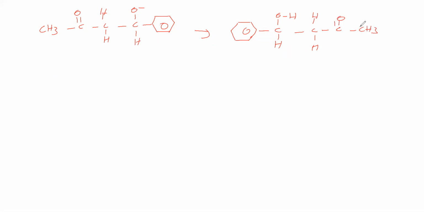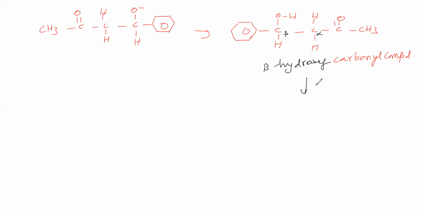Now what is this compound called? Here a carbonyl group is present, therefore it is a carbonyl compound. Now this carbon is the alpha carbon, this carbon is the beta carbon. At the beta carbon a hydroxy group is present. So we got a beta hydroxy carbonyl compound.